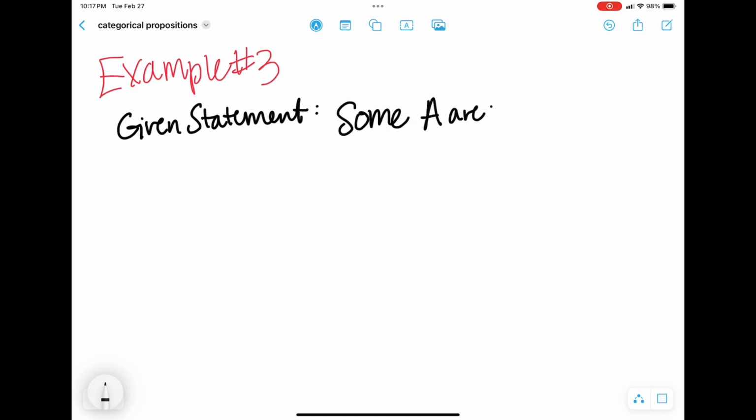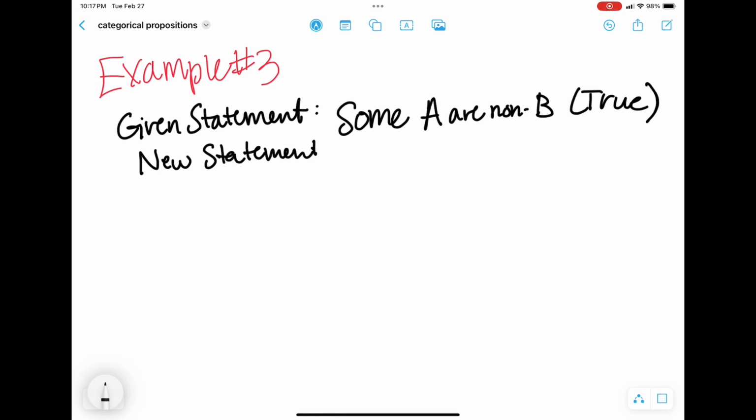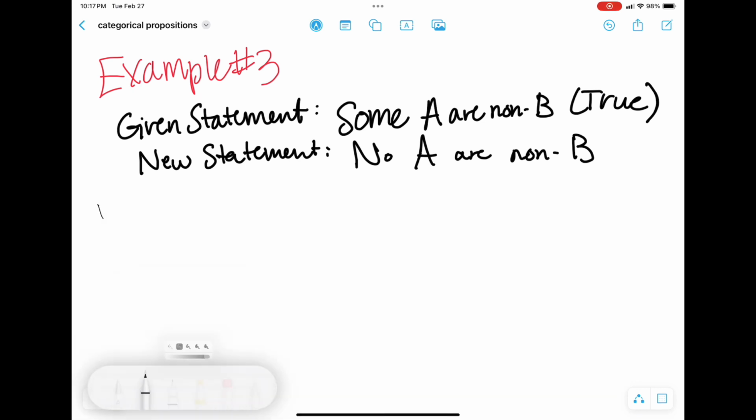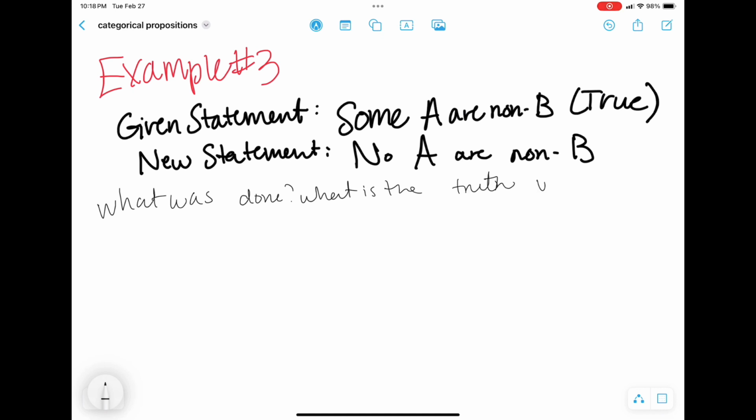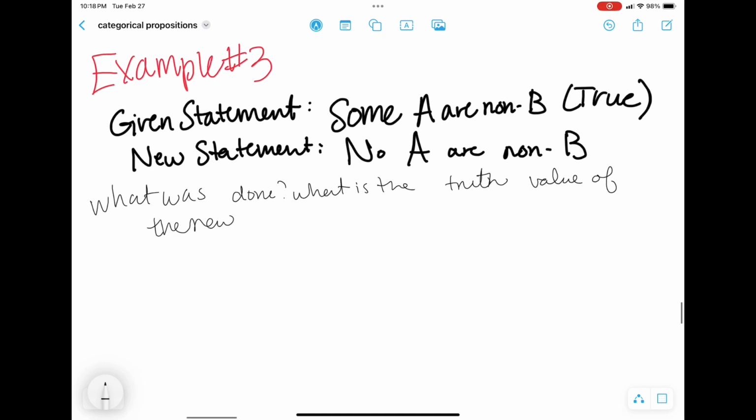Okay, let's look at the third example. The given statement, some A are non-B. Remember, the difference between non-B and not B means that this given statement is an I claim, not an O claim. The given statement is true, so let's figure out what was done to this given statement in order to create the new statement. In the given statement, we have an I claim. The new statement, we have an E claim. So how do we get from an I claim to an E claim?